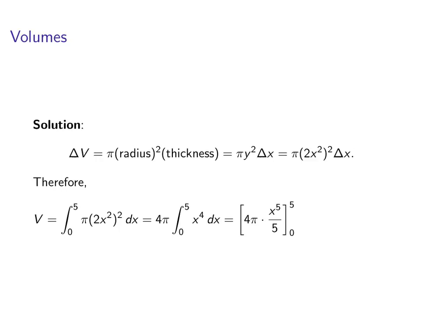This is actually a very easy antiderivative. We get 4 pi times x to the 5th over 5, evaluated from 0 to 5. It's nice that when we plug in the 0, we get nothing. So we get 4 pi times 5 to the 4th power.